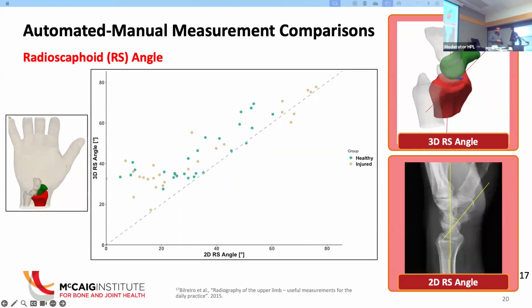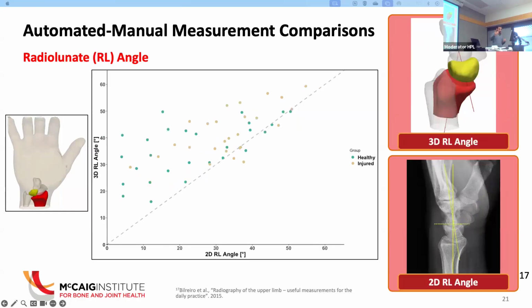So moving forward, this is the radioscaphoid angle, which is the angle between your forearm, so that radius bone, and the scaphoid, and once again is used to observe that increased flexion with this injury. We see an opposite relationship to what we saw with the scapholunate angle, in that most of these points are lying above that diagonal line, which means that the 3D measurement overestimated. Then we see a similar trend in the radiolunate angle, which defines the amount of extension in the lunate bone with respect to your radius, and that's another telltale sign of the scapholunate ligament tear.